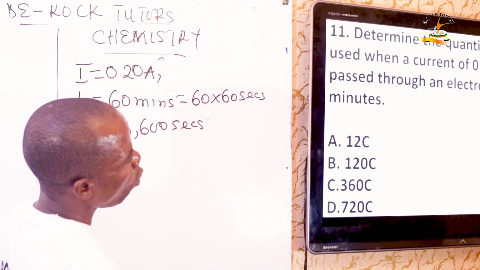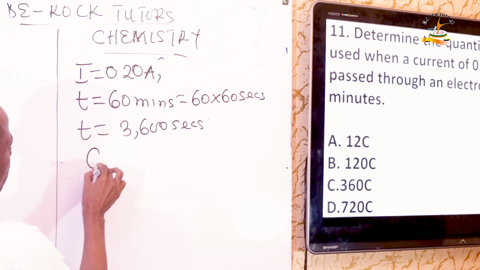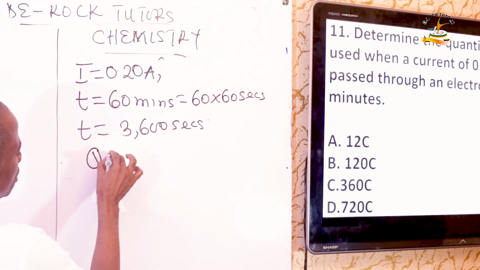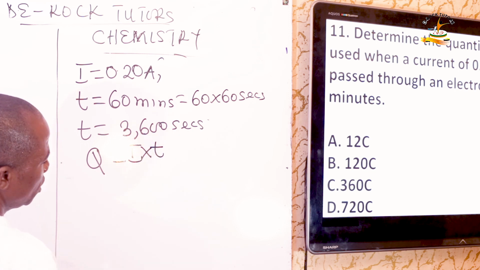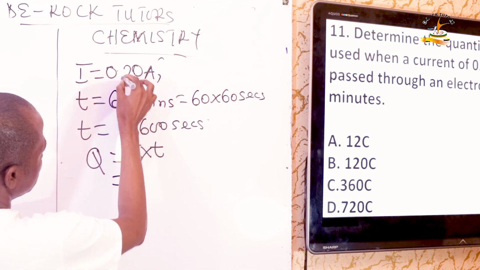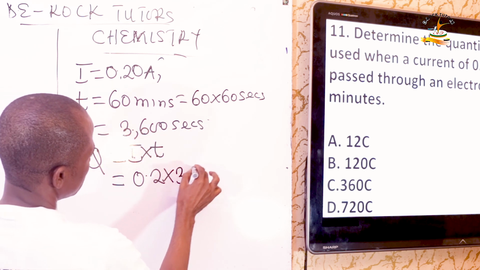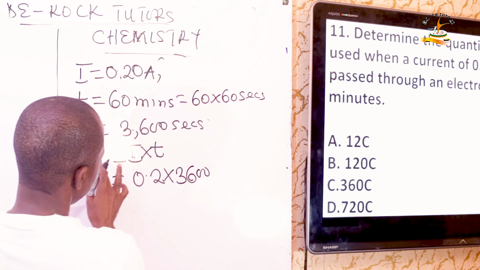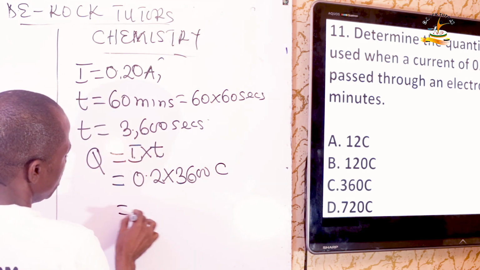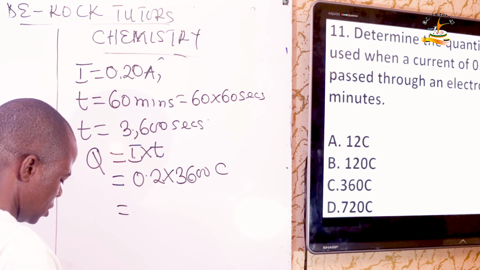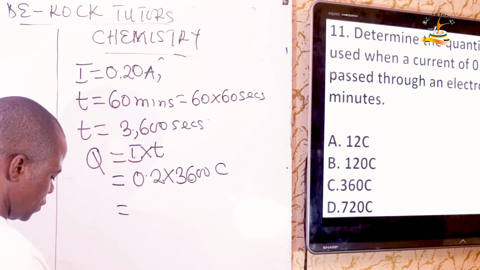And we are asked to calculate the quantity of electricity. That's talking about the charge. And we know that our Q, that's the quantity of electricity, is equal to current times the time in seconds. So which means our current 0.2 times the time in seconds, that's 3600. Don't forget the unit of quantity of electricity is coulombs, that's C. If we multiply 0.2 times 3600, that gives us 720.